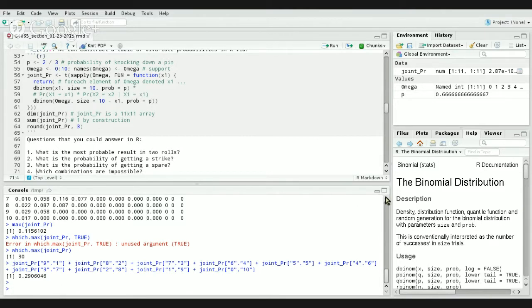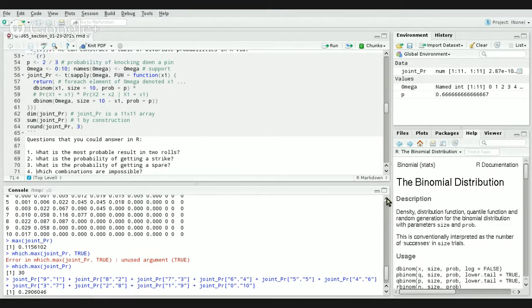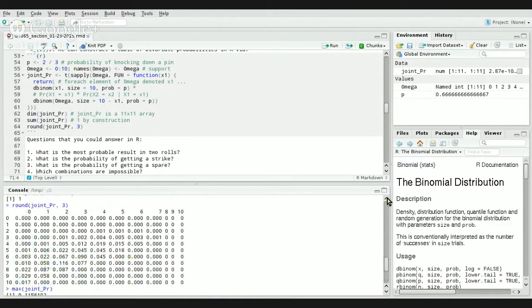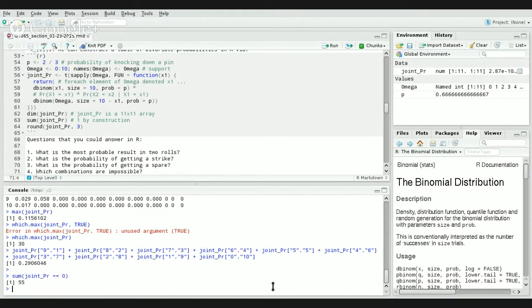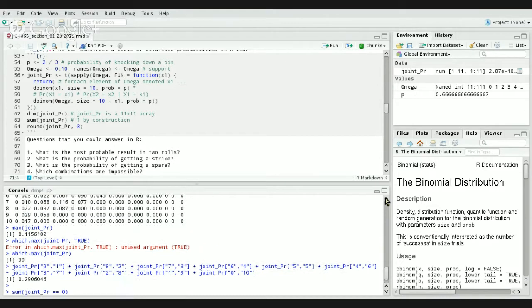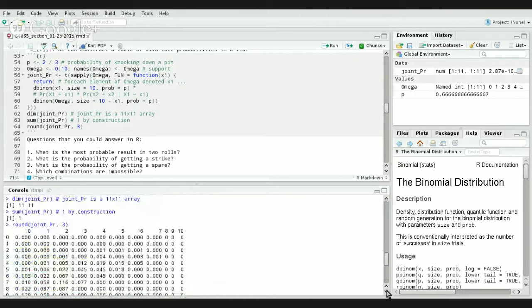Which combinations are impossible? Those are the ones where the number of pins allegedly knocked down on the first two tries exceeds 10. So those are the ones basically in the bottom right corner. We could test for that programmatically by looking for the number of elements in joint PR where the probability is exactly 0, and that is 55 of the 121 cells in our joint PR array. So hopefully you got those questions right.